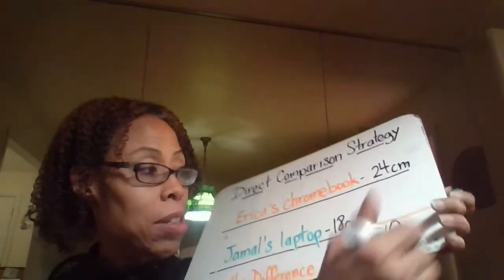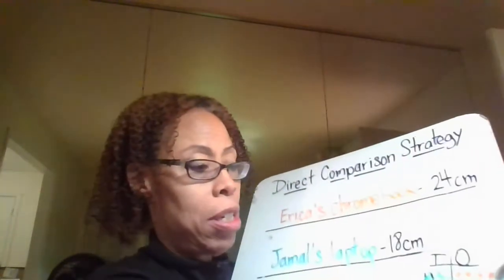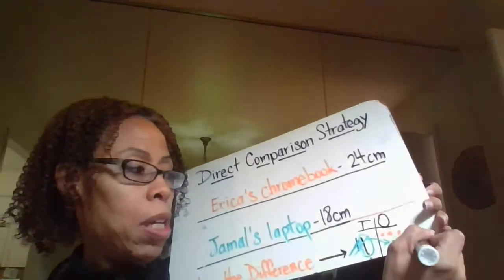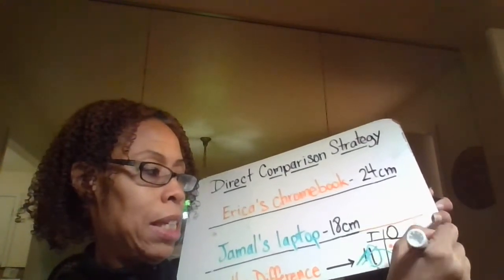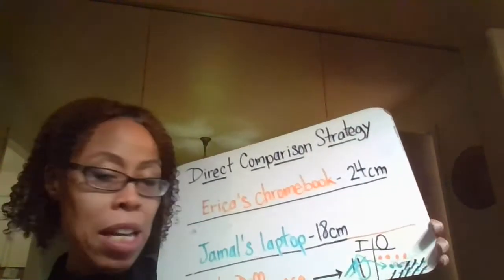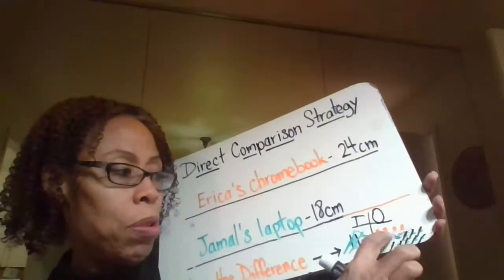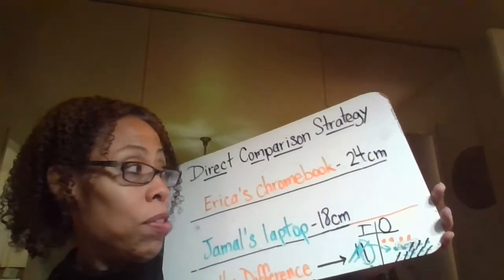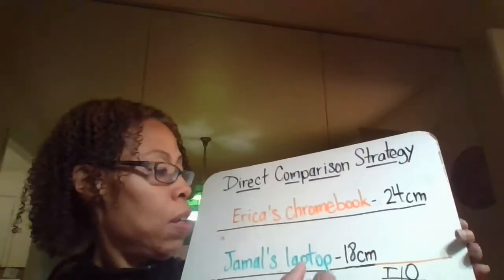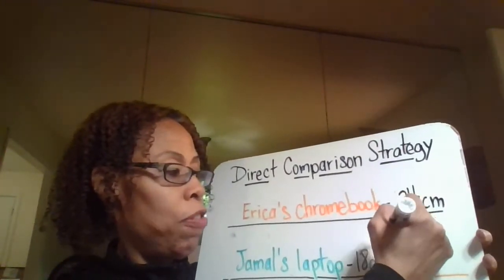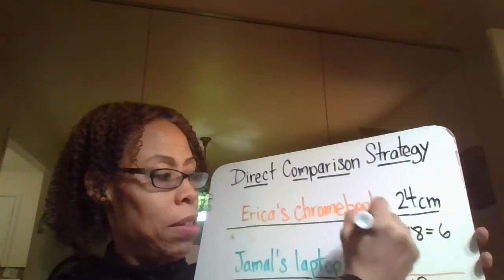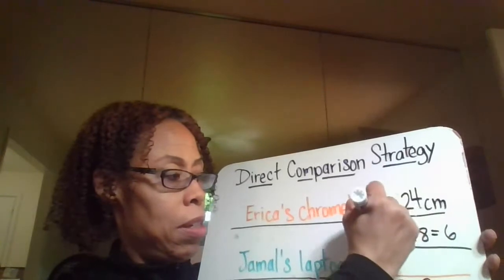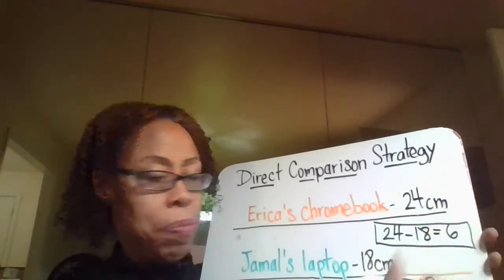So let's subtract. Let's change the colors one more time so that it is clear. 1, 2, 3, 4, 5, 6, 7, 8. Let's see how many ones remain. We have the original 4 and then 2 more. So we know that, and let's write the problem here, 24 minus 18 equals 6. And that is your answer.